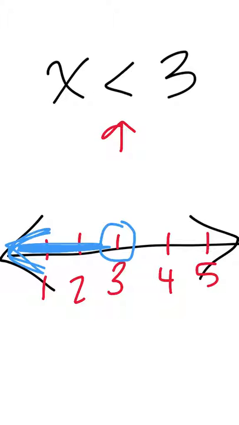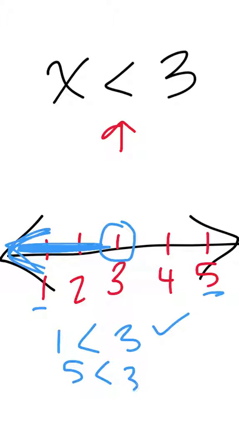So one way you can check to see if you shaded the right way on the number line is to plug in a number that you've shaded. So if we plug in 1, 1 is less than 3. That's a true statement. But if we were to plug in 5, 5 is not less than 3. That's not true. So we know we shaded the right way.